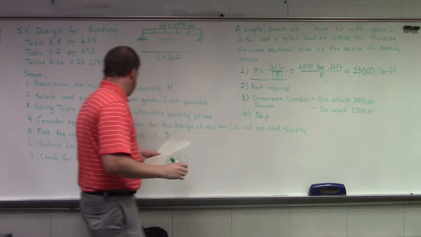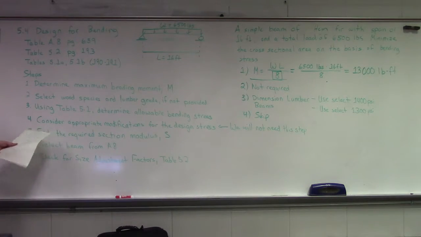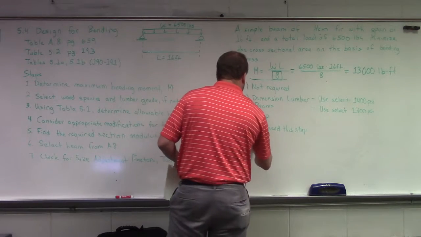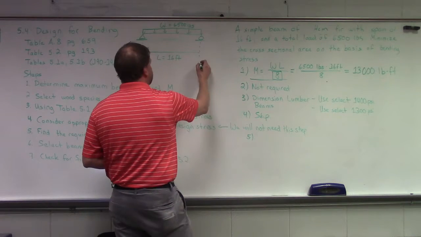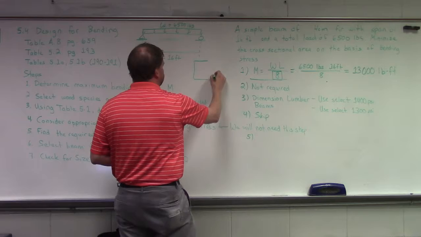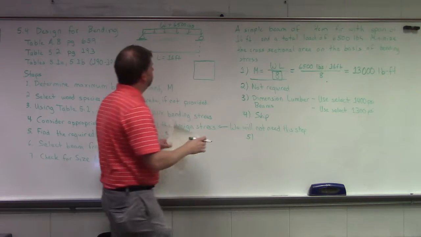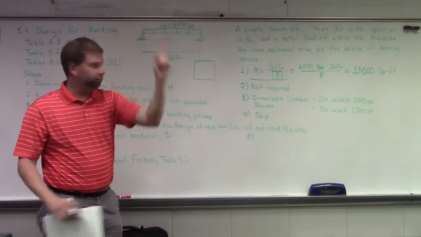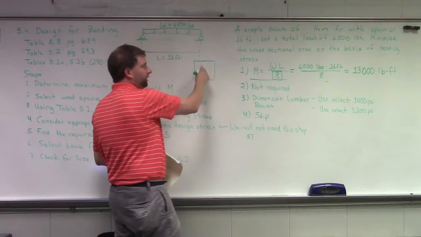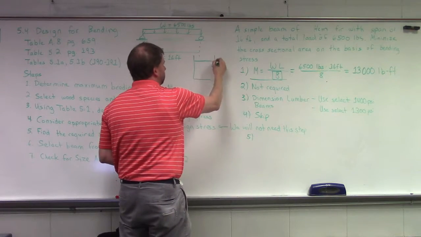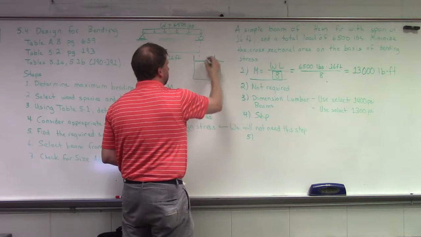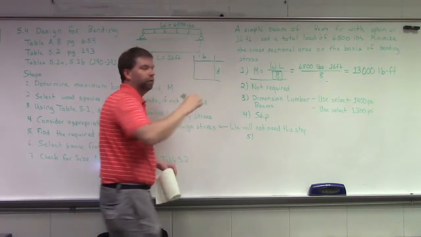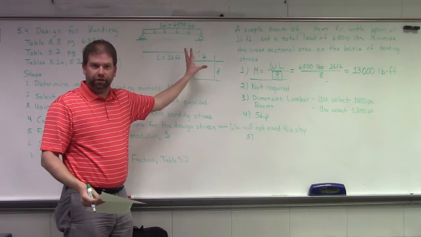Okay, so step 4 we're gonna skip, right? We don't have to take into account any appropriate modifications. Next thing we need to do is find the required section modulus. So what we're talking about when we're talking about a section modulus is now we're taking this beam and we're rotating it and looking at it, it's coming in and out of the board, okay? So we're saying, based on this bending, what do we need for our thickness and our widths? Okay?